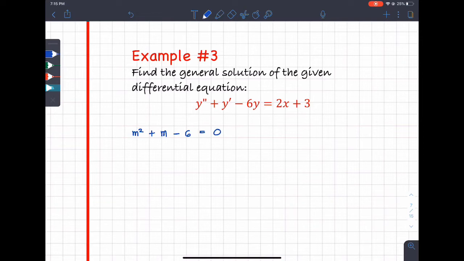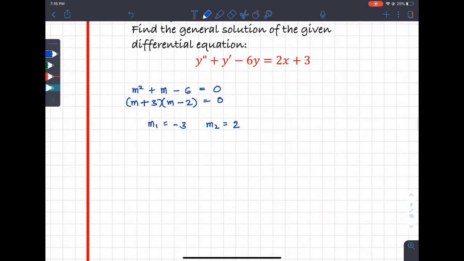So the factors of 6 are 3 and 2. So we could get the middle term here, an m and an m, then we have a 3 and a 2, that would be 6. 3 would be positive, and then 2 would be negative, to yield a positive m in the middle term. So giving us m1 equivalent to negative 3, and m2 equivalent to 2. So from here, we can write our complementary solution. This is case 1, distinct roots. So c1 e raised to negative 3x, and then plus c2 e raised to 2x.